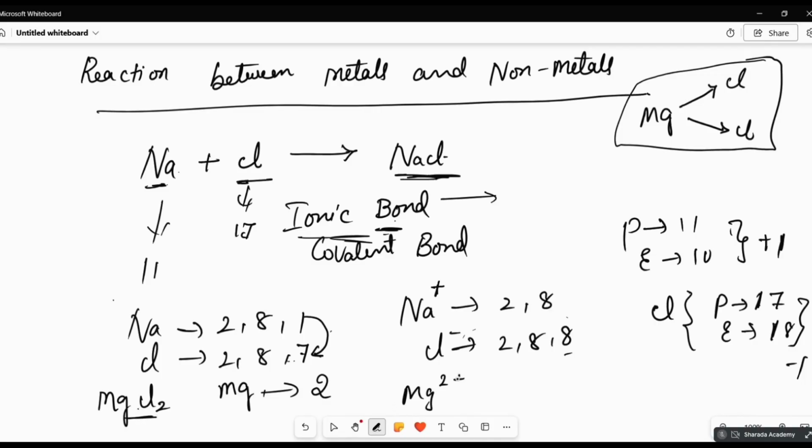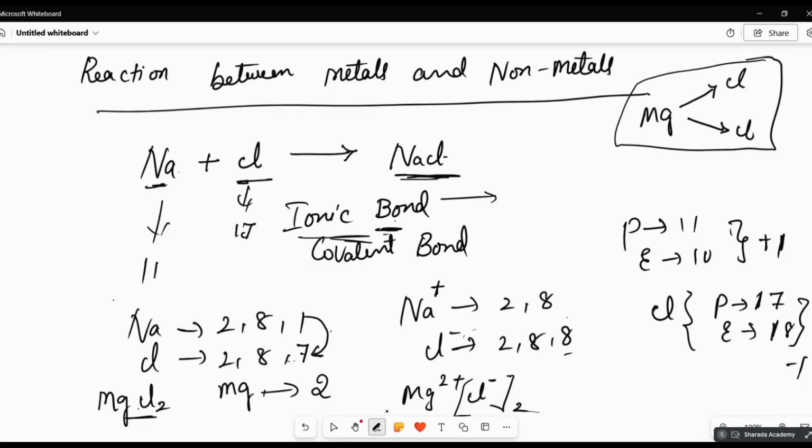Okay, so how do you write the bonding here? Mg2+ and Cl-, with 2 chlorines like this they will write. They don't write the balance, they only write the charges. For Mg you see 2+ only.